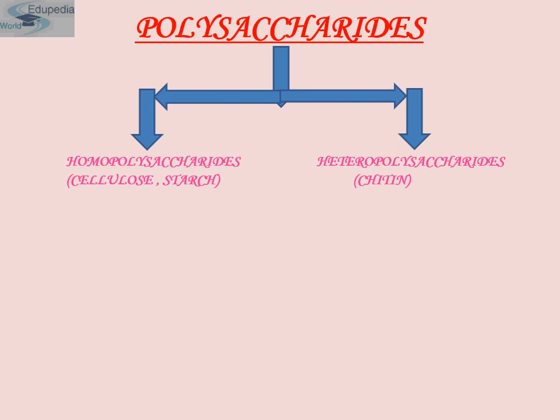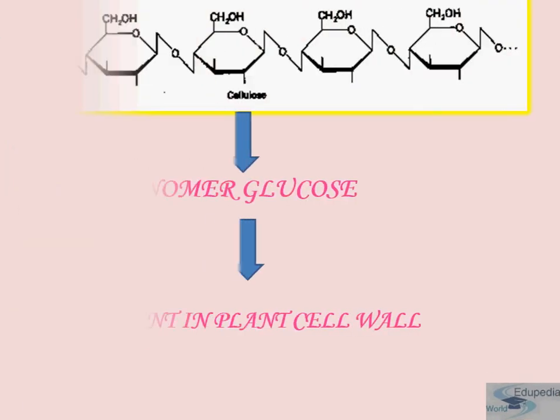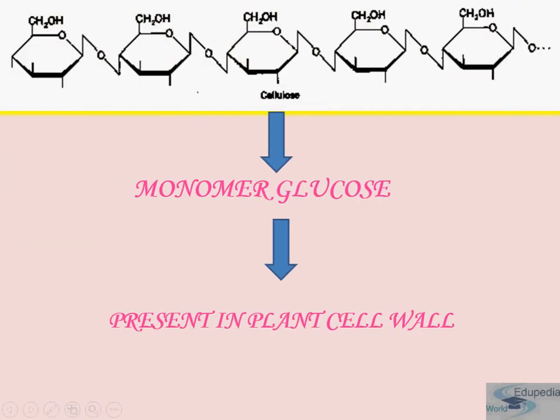Starch forms a helical secondary structure. In fact, starch can hold I2 molecules in the helical portion. The starch-I2 complex is blue in color. Cellulose does not contain complex helices and hence cannot hold I2. This is the representation of a cellulose whose monomer unit is glucose and which is present only in the plant cell wall.